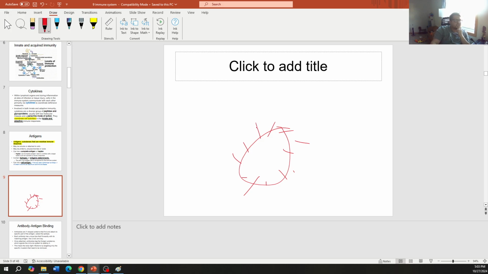So if we have these proteins, let's say these are A proteins or A antigens, then we have A type blood. Let's say instead, what if we have both A and B? Our blood type is AB. So these are antigens.